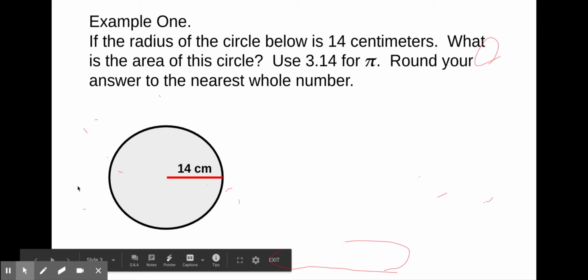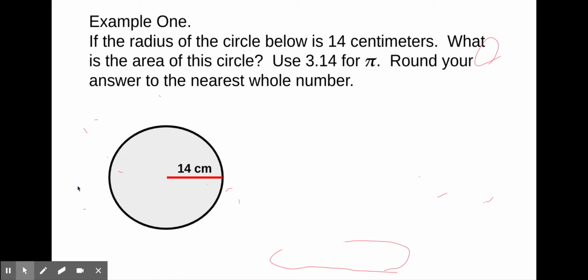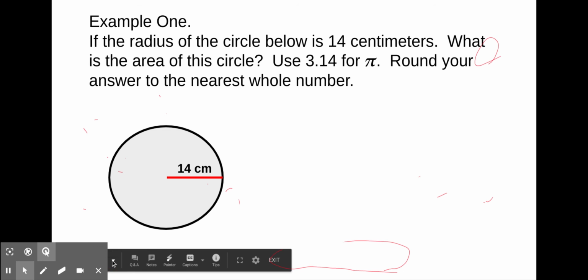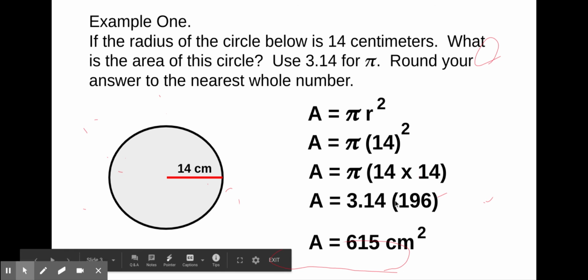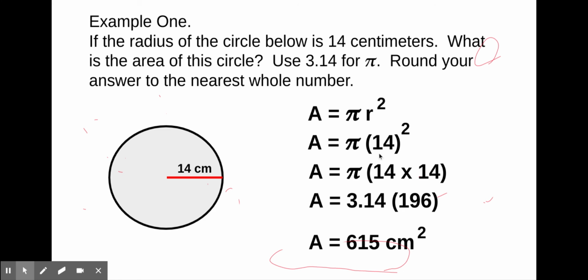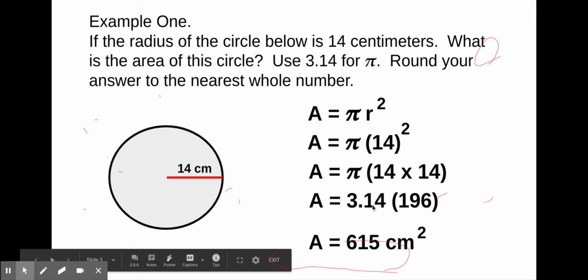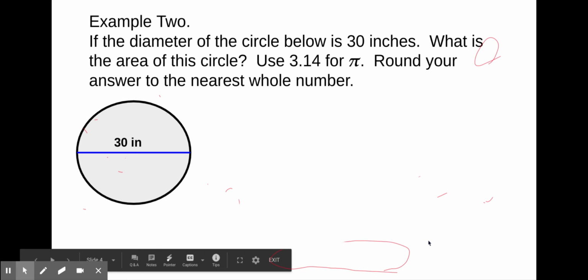Let's see, do I have an answer here? All right, so area equals pi r squared. So pi times 14 squared. So the 14 squared has to be first. That's 196 times 3.14. You get 615 centimeters squared. So that's example 1.